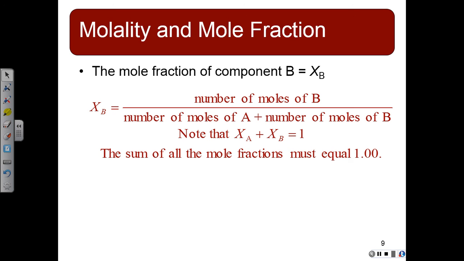Okay, if you have two components and you find the mole fraction for A and B, they should always add up to 1. Okay? So if you had A, B, and C, so you had another component, they should all add up to equal 1. Because that's a way to check your answer. If they don't add up to equal 1, then you did something wrong.